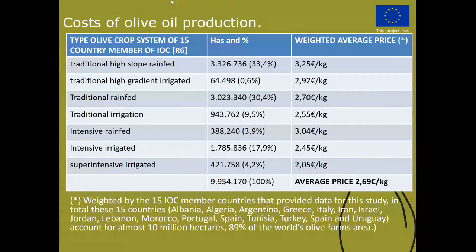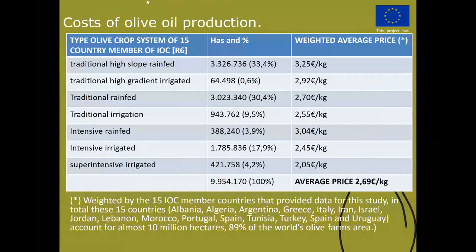This table shows the average cost of each olive growing system according to the information provided by 15 country members of the International Olive Council. Taking into account this average cost, we can conclude that this sector needs the Common Agricultural Policy subsidy to survive.